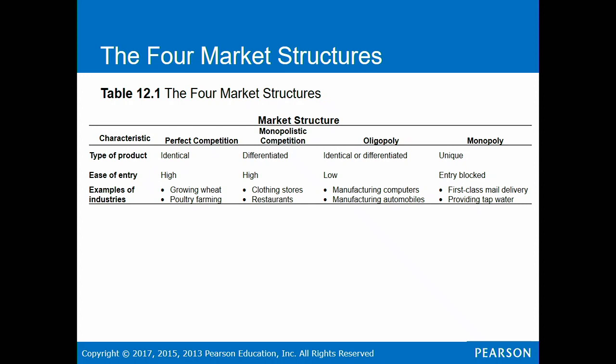And the last one is monopoly. They're going to have a unique product because literally no other company can sell those goods. And for some reason, entry is blocked. So one example is first-class mail delivery, like the U.S. Postal Service. They're the only ones that are allowed to deliver letters in the U.S. That's because of the legal prohibition on competition.